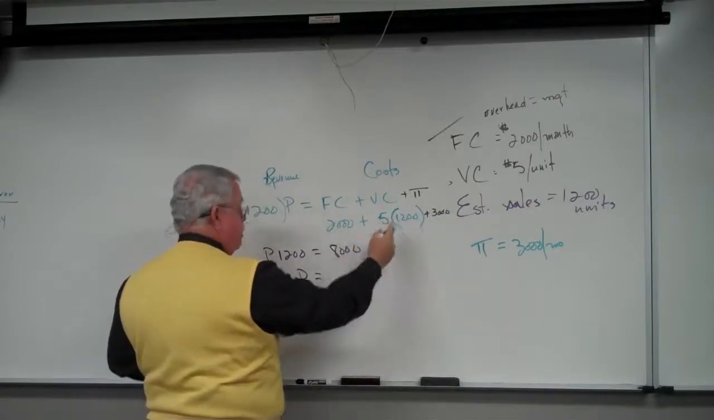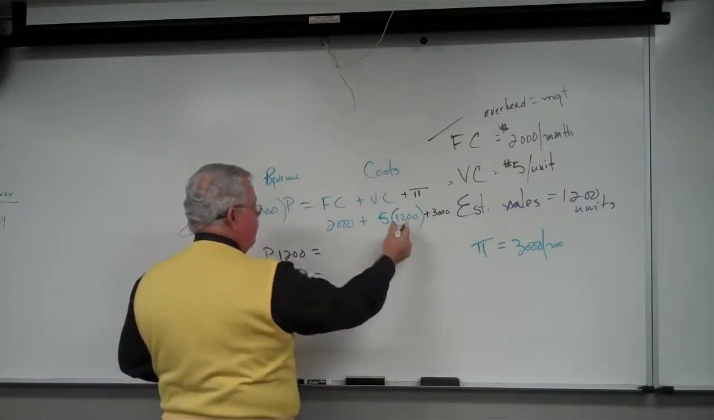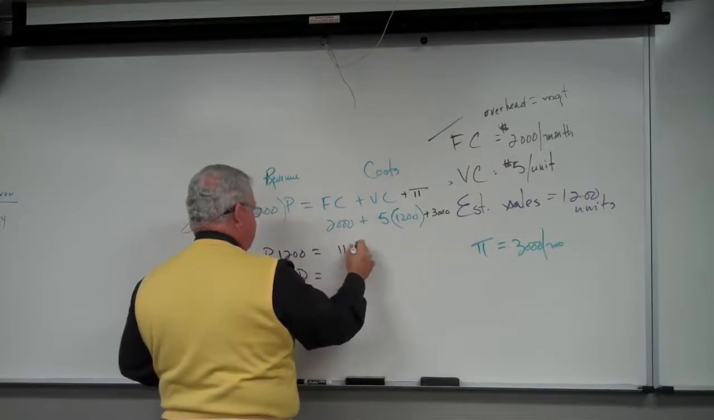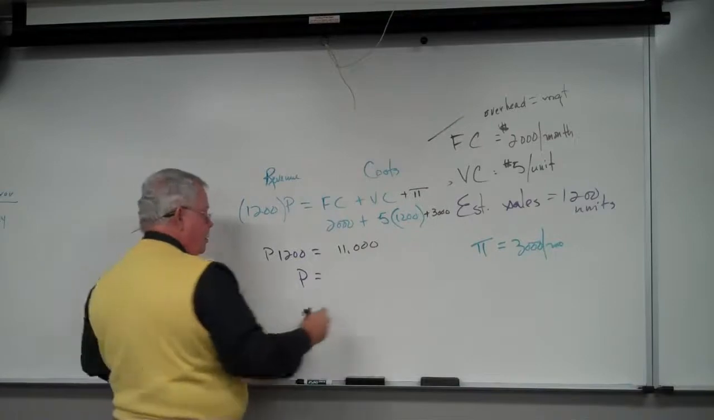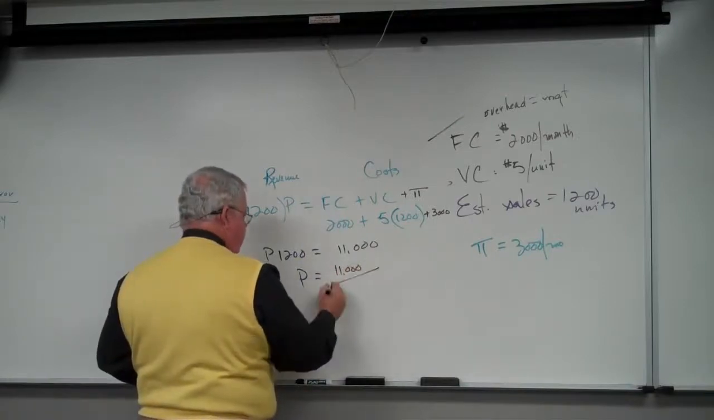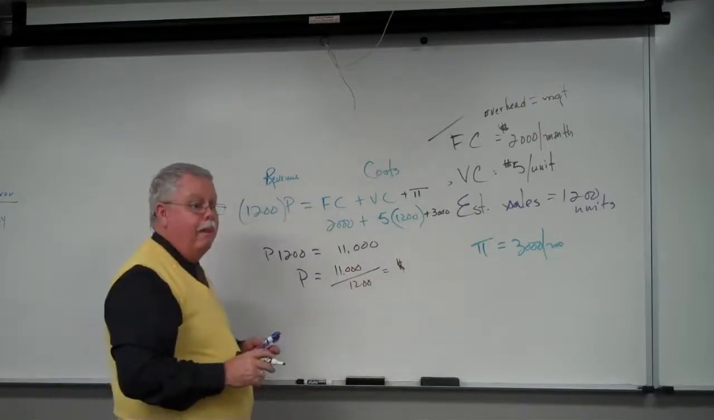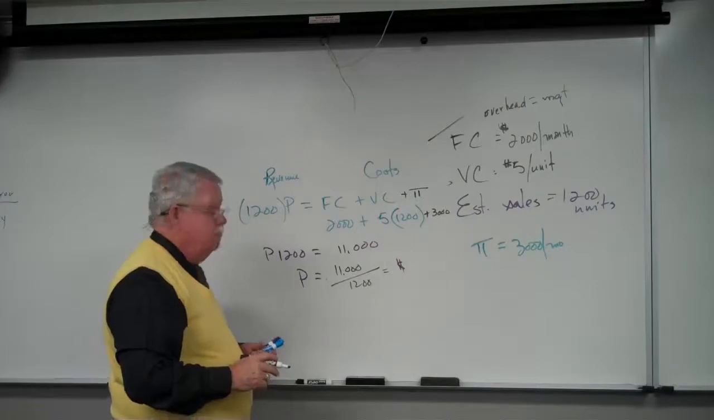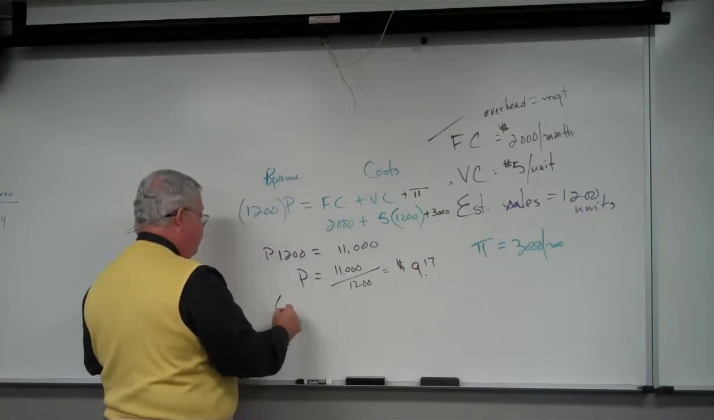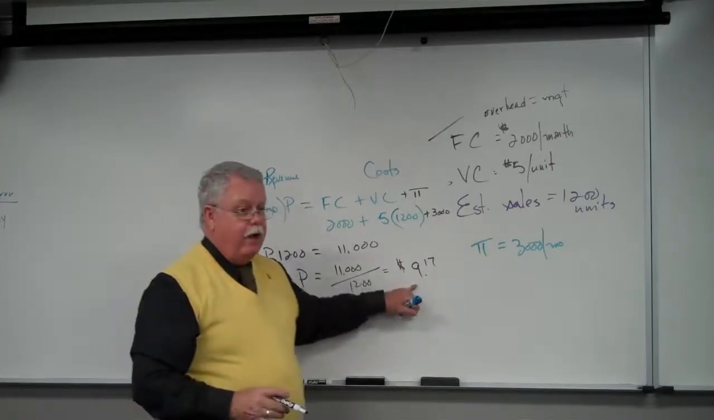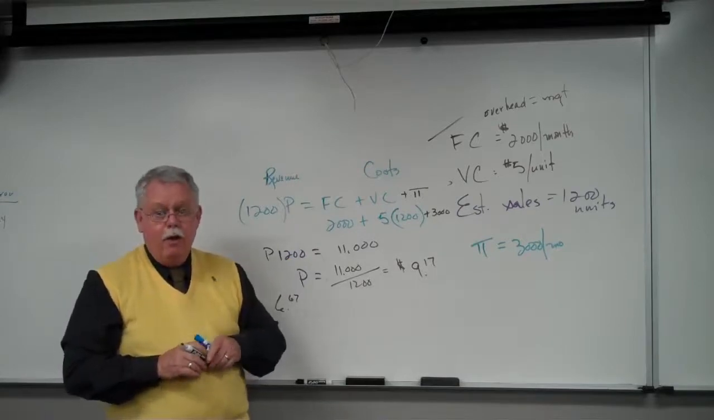Now we get, what's that? 6,000, 8,000, 11,000. So what price do I need to charge now? Quite a bit more. I got $9.17. $9.17? That sounds about right. Instead of $6.67, if I want to make the extra profit, I got to be able to charge a price of $9.17. How are we doing with that? Everybody follow where the numbers come from?